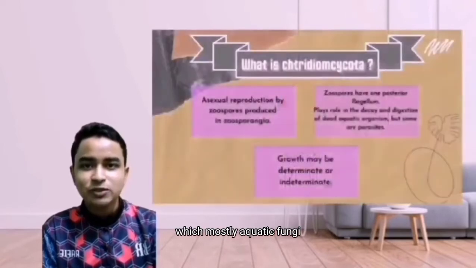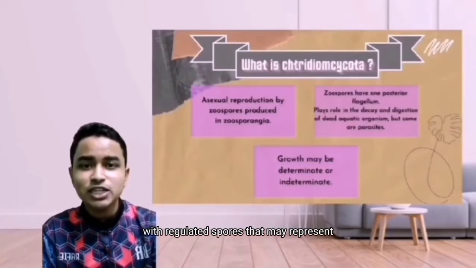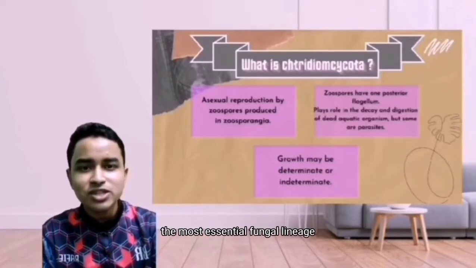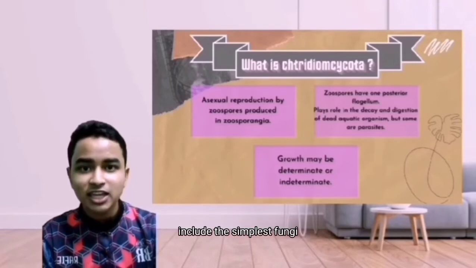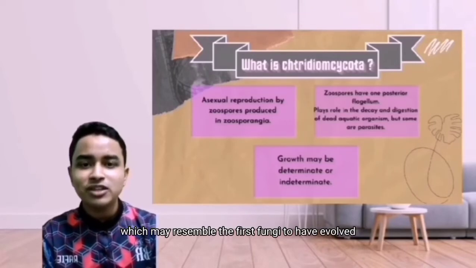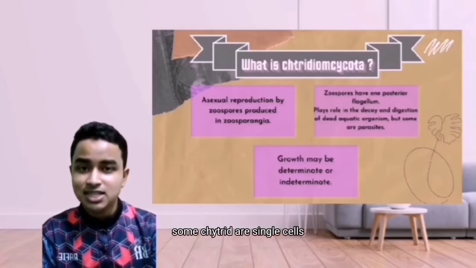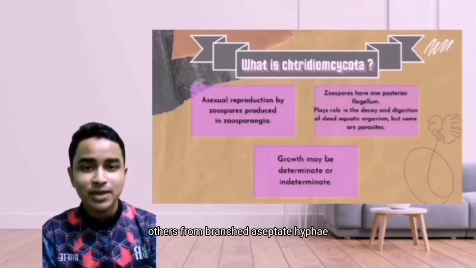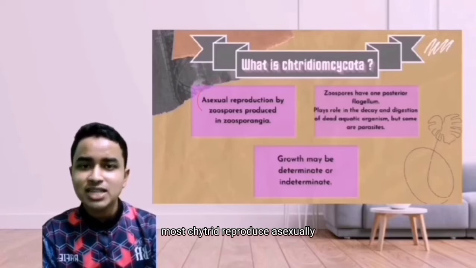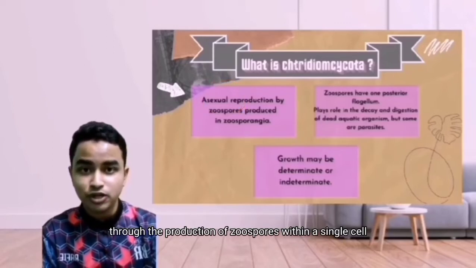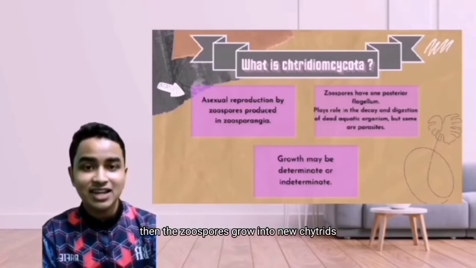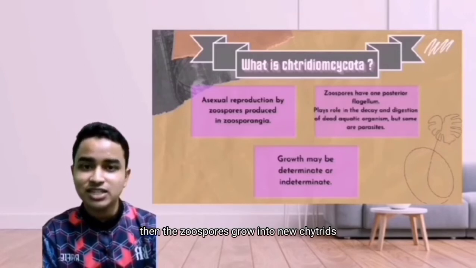The chytrids, which are mostly aquatic fungi with flagellated spores that may represent the most ancestral fungal lineage, include the simplest fungi, which may resemble the first fungi to have evolved. Some chytrids are single cells, others form branched coenocytic hyphae. Most chytrids reproduce asexually through the production of zoospores within a single cell. Then, the zoospores grow into new chytrids.